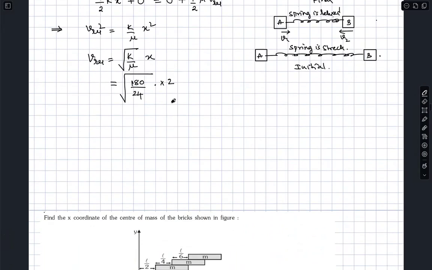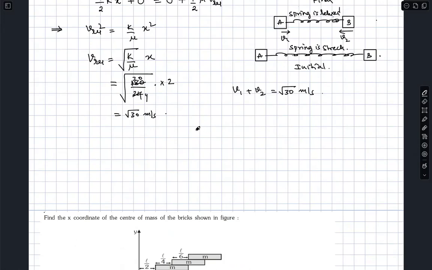Actually, 6 4s are 24, 30. That's the deal. Root 30 is the answer, meter per second. Remember, V1 plus V2 is root 30 meters per second. Any doubt in this? Just ask me right now.